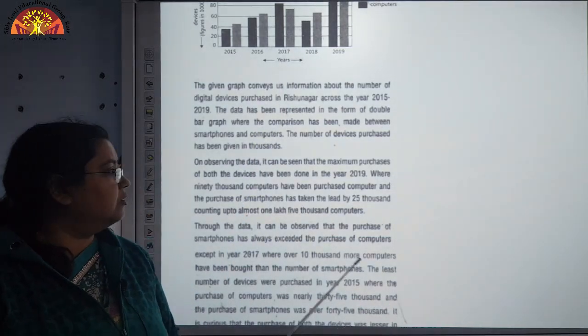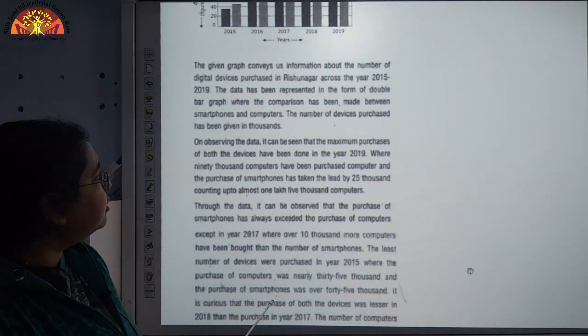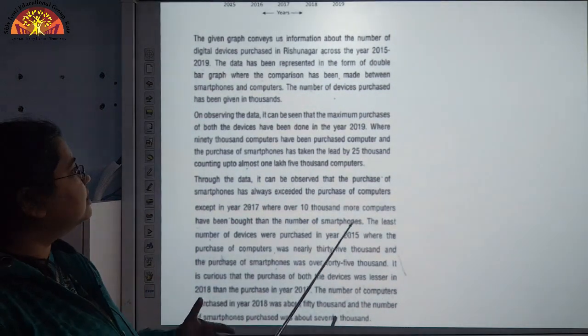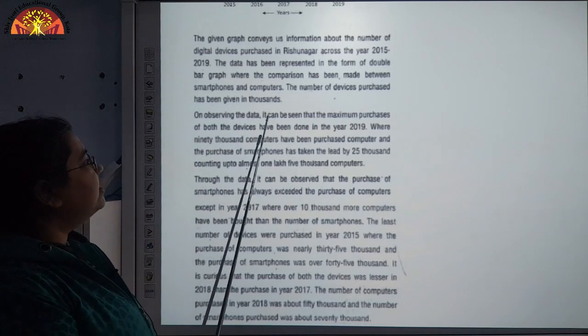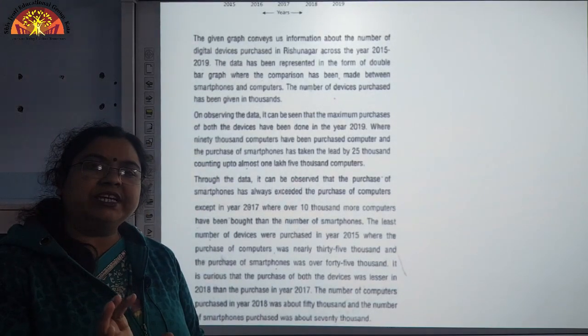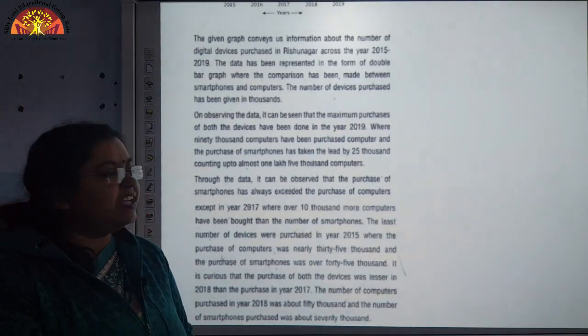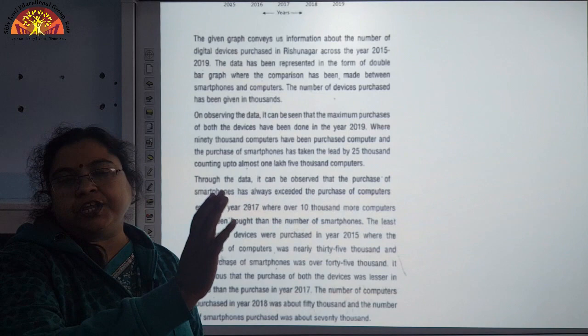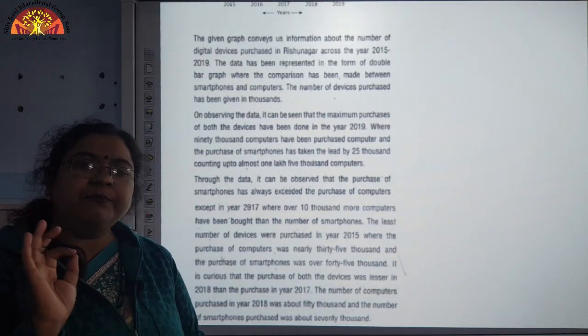So, this is how we will give a complete description of this particular bar graph which is being given in our question. Now, moving from here to the main body, that is the main matter which we are discussing here on observing the data. So, the very first thing you are mentioning is that this paragraph is based on the observation which you have made in that particular bar graph which is being provided to you.